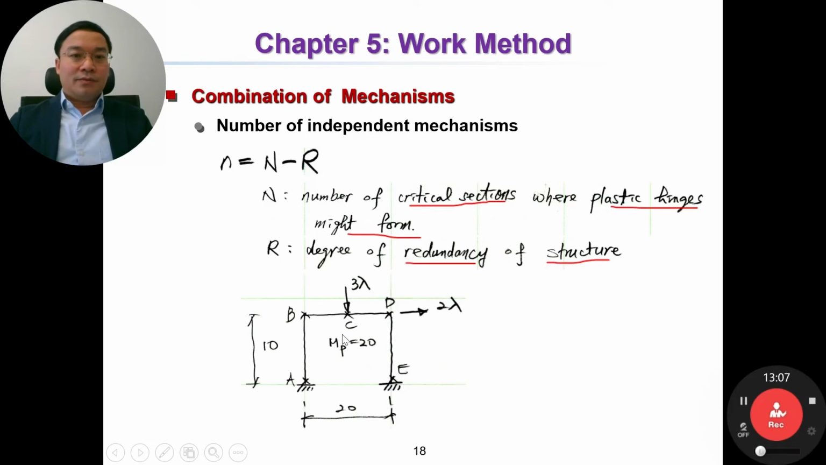For example, if we have a portal frame like this, under applied vertical and horizontal loads, and Mp equal to this one, no problems. Then for this structure, what is N? N is the number of critical sections where plastic hinges might form. So how many sections could form a plastic hinge? 1, 2, 3, 4, and 5. So we have N equal to 5.